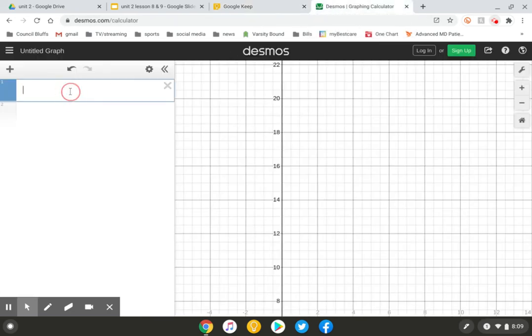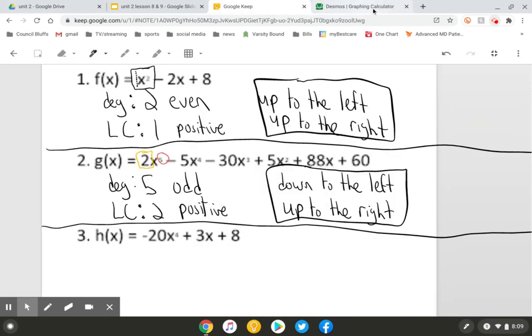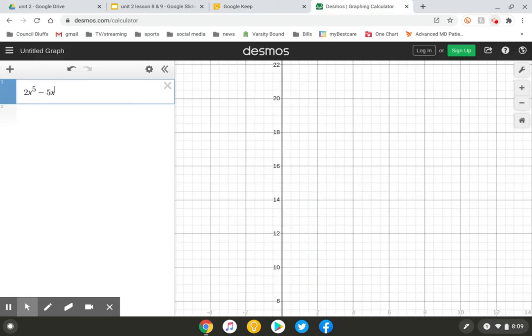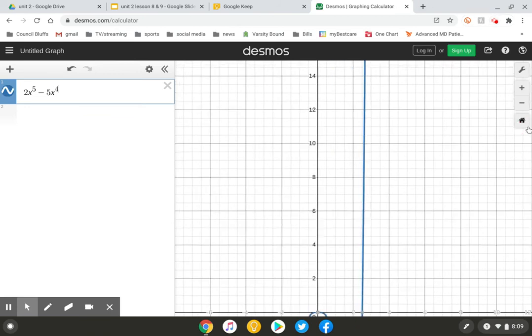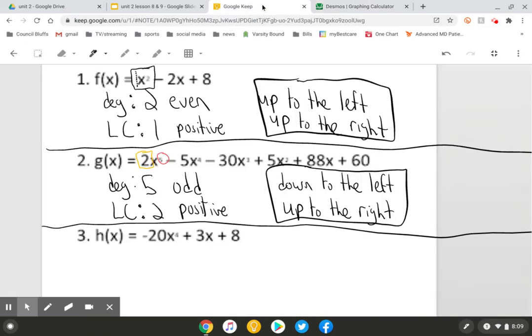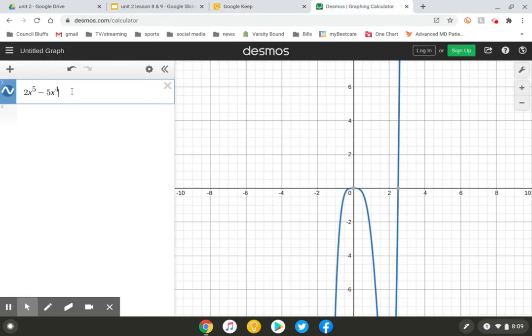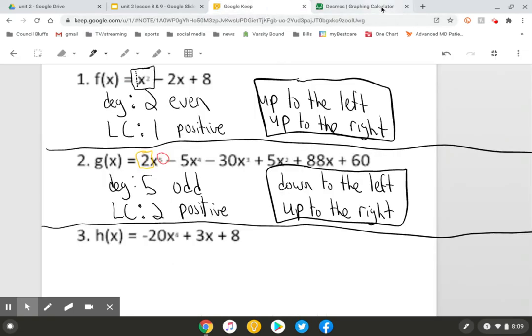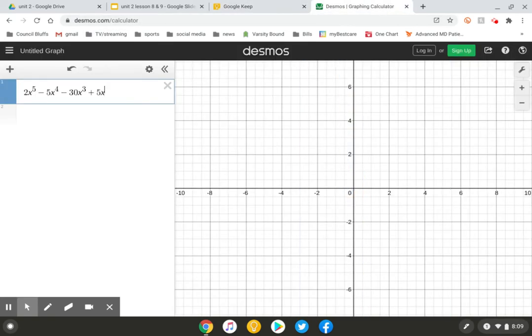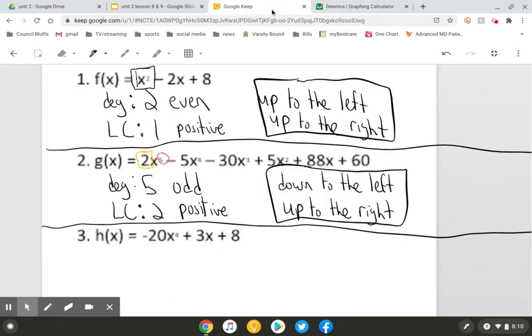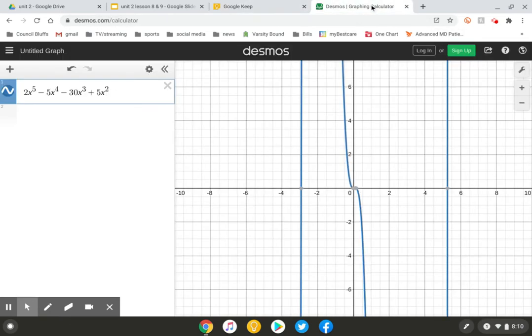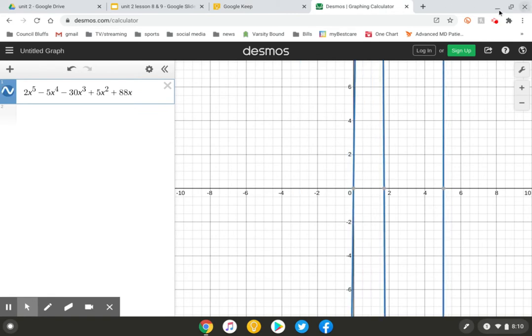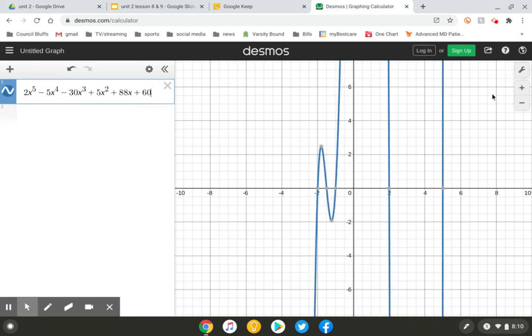So we have 2x to the 5th minus 5x to the 4th. Okay, minus 30x cubed, plus 5x squared, plus 88x, plus 60. Okay.